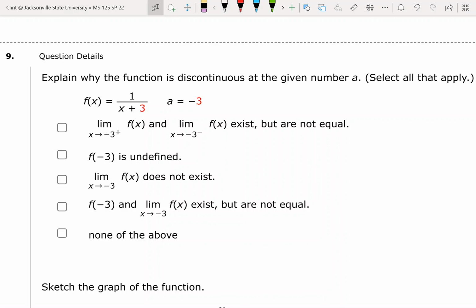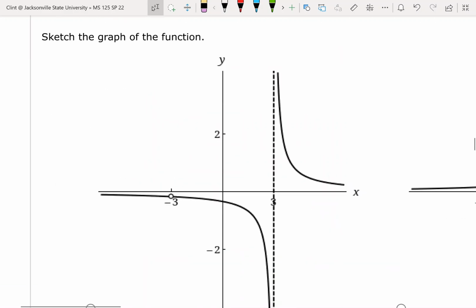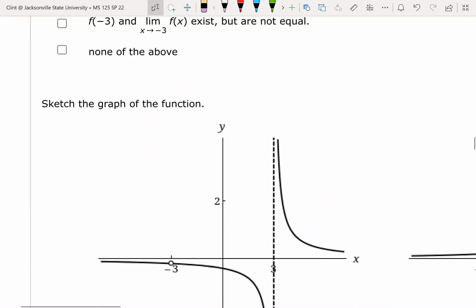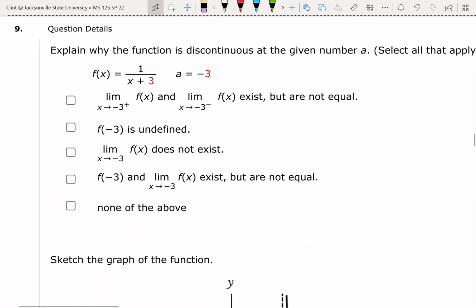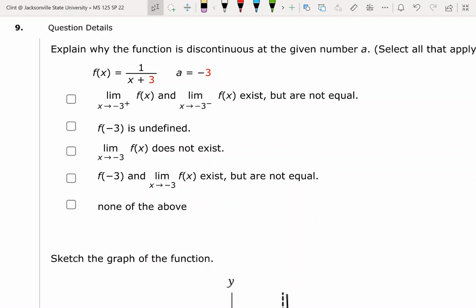The main takeaway on that. And then the graph, we can think about the graph. So for sure we're going to have a vertical asymptote at -3. So think about a test value of 4.